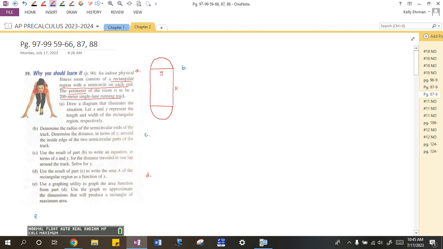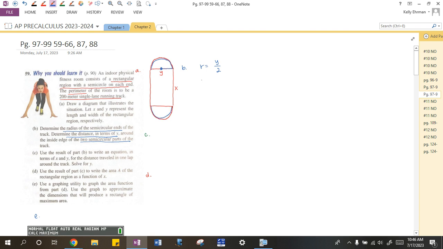Then part B says determine the radius of the semicircular ends of the track. So the radius is from the center to the edge of the circle, so that's y divided by 2, or 1/2 y. Then also determine the distance in terms of y, meaning y should be our variable, around the inside edge of the two semicircular parts of the track. So figure out this distance and this distance.